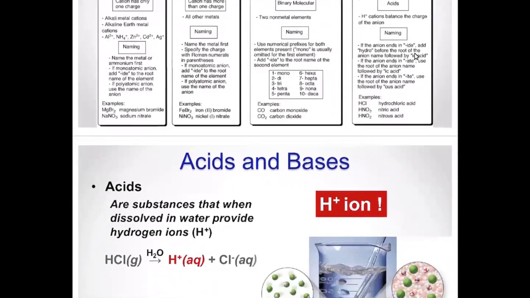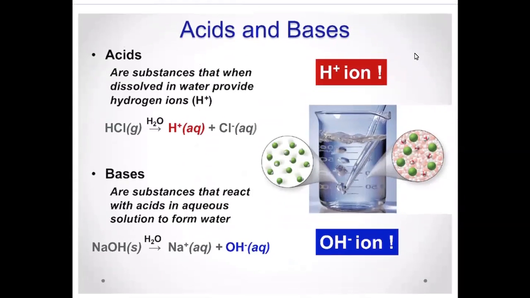So let's just review real quick what an acid and a base is. It's very simplified here. An acid is a substance that when you dissolve it in water will produce H plus ions. Like HCl, originally a gas, hydrogen chloride, but you bubble it through water and it will dissociate into H plus ions and chloride ions. And if you produce H plus, this means it's acidic.